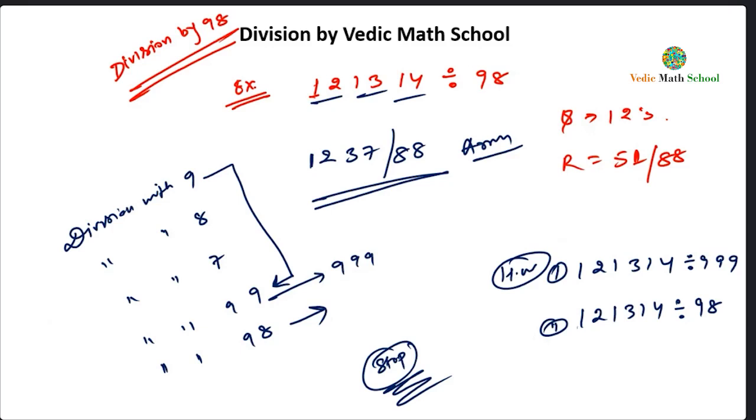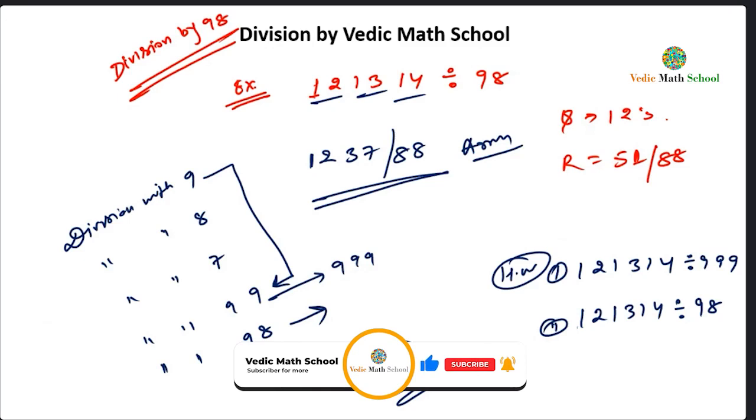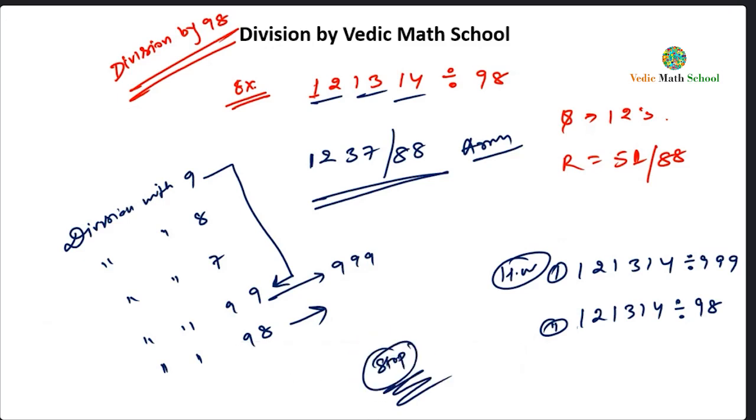Sir, for 99, 5-digit, can you explain? I told you already. It should be in pairs. Don't try anything else. That comes with a condition. The number must be in pairs of 3, 6, 9, 12, like that. So for a 5-digit number, this method is not suitable.